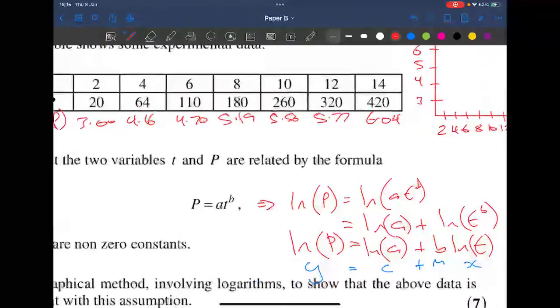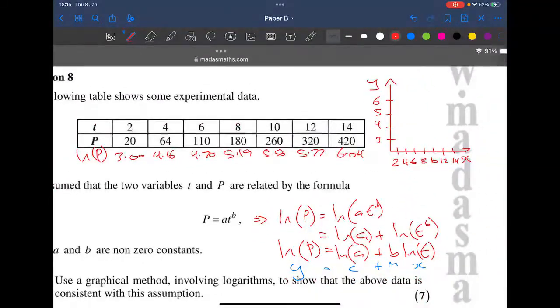It's not going to be a perfectly accurate graph, but as long as we're showing everything that we need to show, that should be fine. So we've got 1 point at 2, 3. The point with 4 goes to 4.16. Then we've got 4.7.